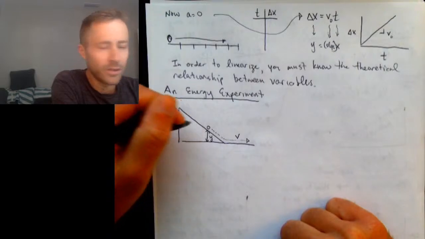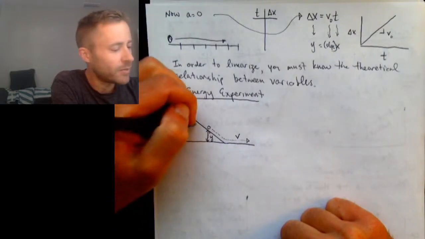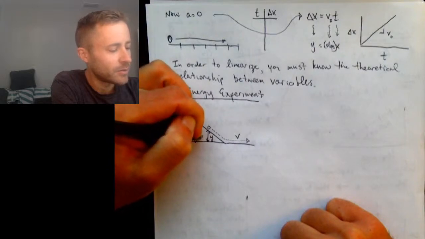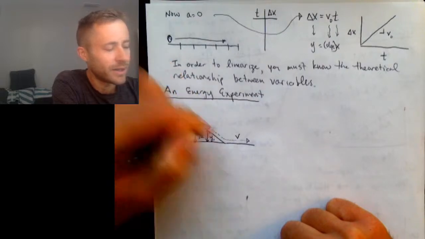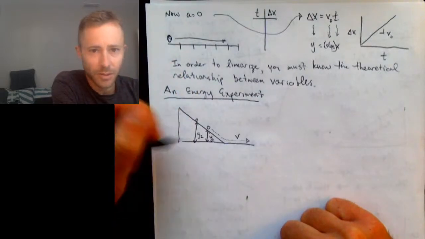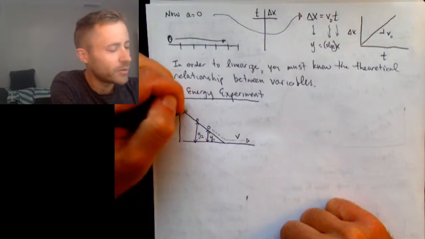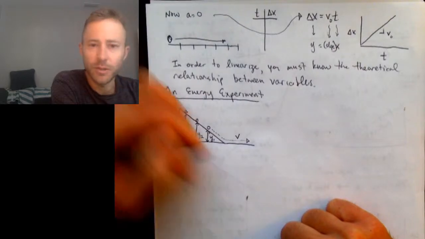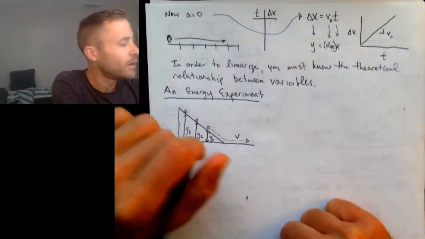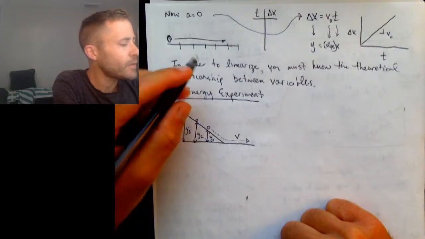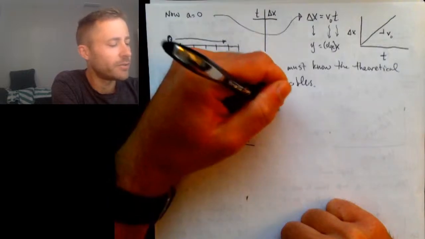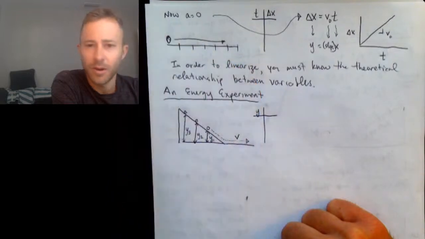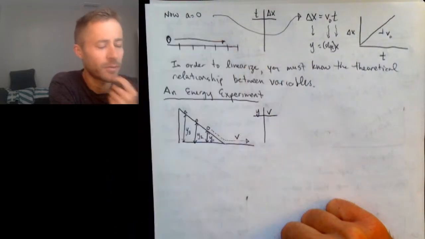And then I do the experiment again, only this time I release it from a different height. So maybe that's y2. And then I get a different speed at the bottom. Obviously, it's going to be a greater speed at the bottom. And then I release it from higher up still, and I get a different speed at the bottom. So I develop a data table of initial height of the ball and speed at the bottom of the ramp.